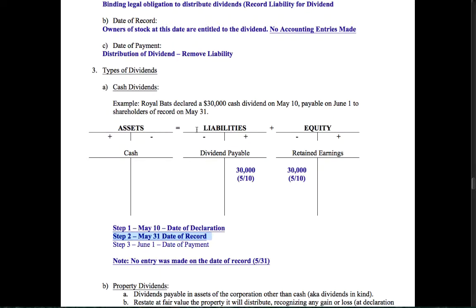And the third step is payable on June 1st to the shareholders of record on May 31st. So now we need to record the payment. This is a cash dividend. Therefore, we will be paying the $30,000 out of cash.